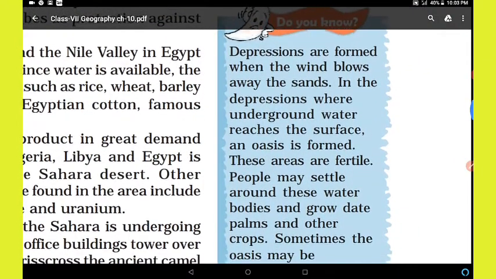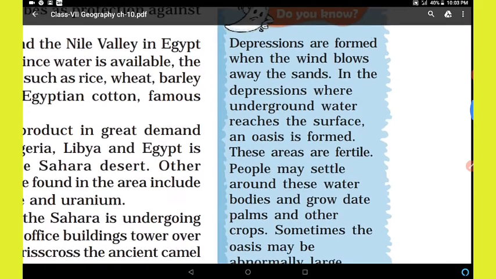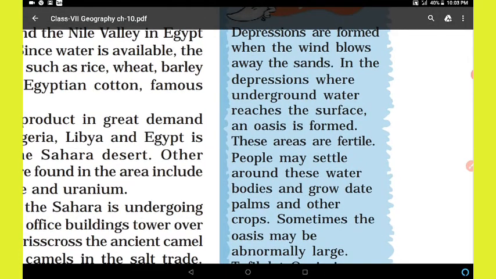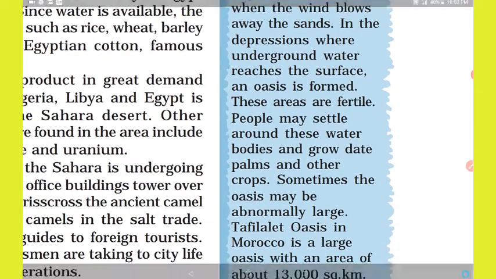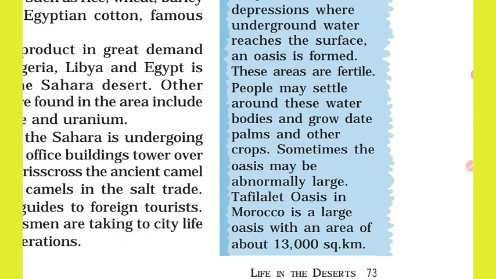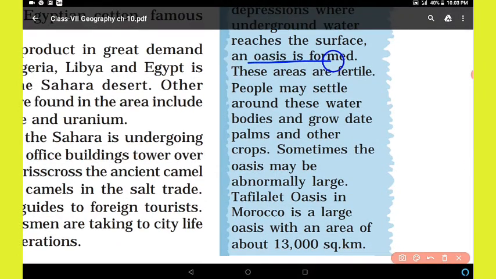Depressions are formed when the wind blows away the sands. In the depressions, where underground water reaches the surface, an oasis is formed. A short while ago, we discussed oases. These areas are fertile because water is available. People may settle around these water bodies and grow date palms and other crops. Sometimes the oasis may be abnormally large.